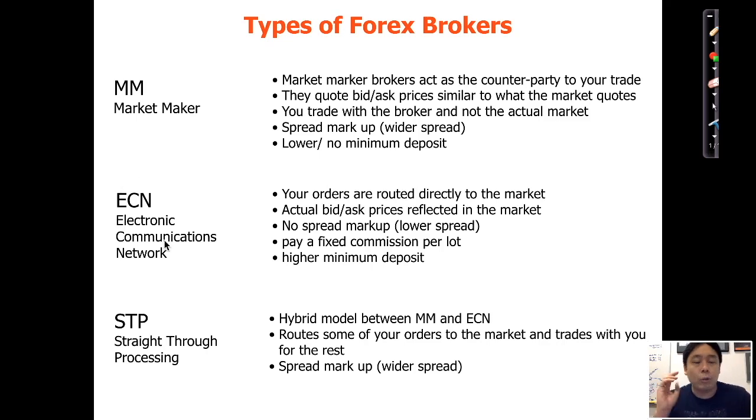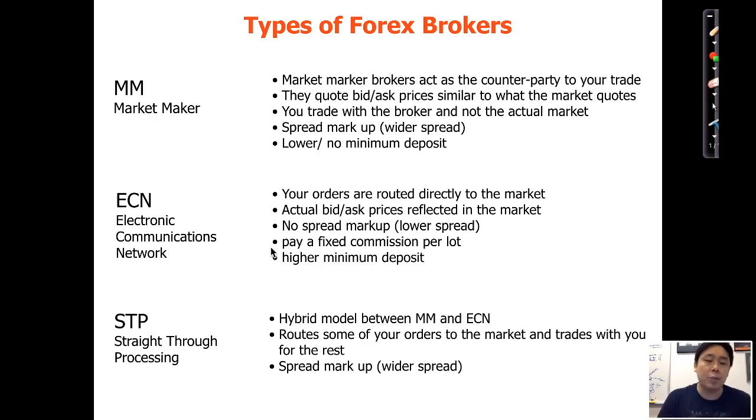So the next type of brokers you have will be ECN brokers, or electronic communications network brokers. With these brokers, when you place an order, your order is routed directly to the market itself. In other words, you're not trading with the broker, you're trading with the market. And the bid and ask prices that you see are reflective of the actual market. They are not quoted by the broker. And ECN brokers do not mark up the spread. So as a result, the spread is a lot lower, like a 0.5 pip spread or 1 pip spread.